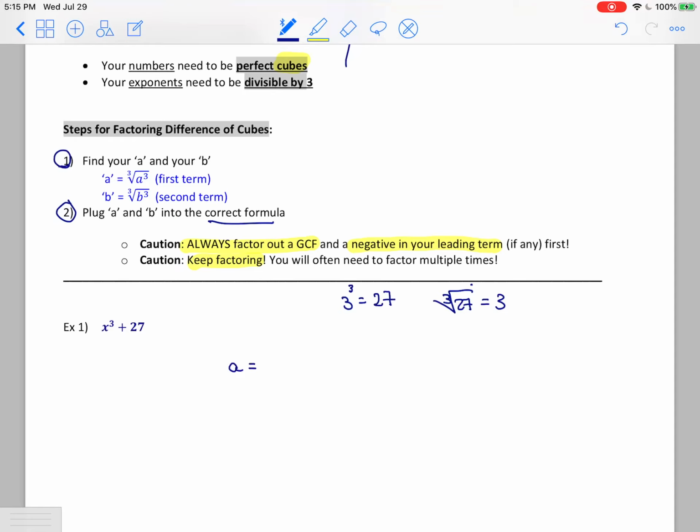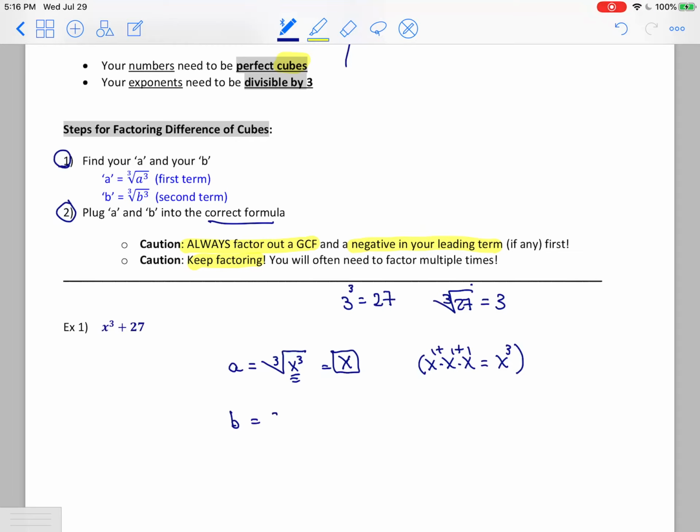Okay, so let's find our A. We know that A is equal to the cube root of our first term, x cubed. Well, a cube root of a cube is whatever the base is, right? So that's going to give us x. And we know that, you guys, because x times x times x, remember the first power, first power, first power, this is the product rule. And in the product rule, we are supposed to add our exponents, so that's going to give us x cubed. So you can always go back and check it.